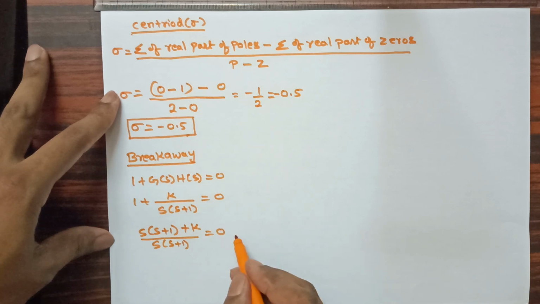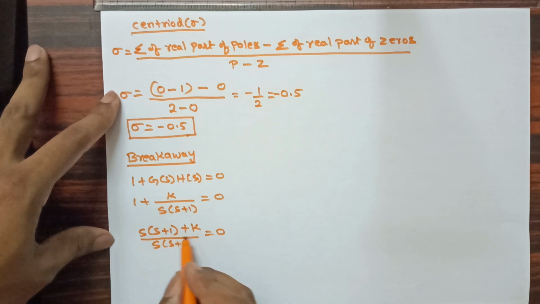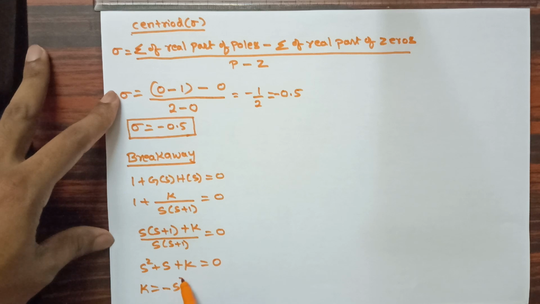This term, if it comes to the right hand side, becomes 0. Then we get the numerator term, that is s square plus s into 1 s plus k is equal to 0. So now we are going to find the k equation from this, by retaining k on the left hand side and taking all other s terms to the right hand side. You can see that k is equivalent to minus s square minus s.